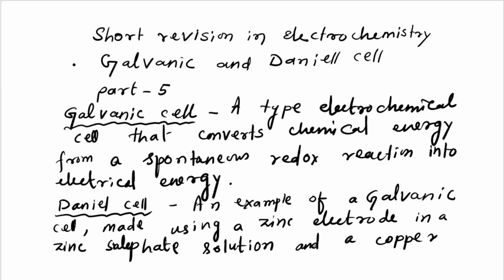Now this is the short revision in electrochemistry and the topic is galvanic and Daniell cell. Remember it? Galvanic and Daniell cell. How can you recognize a galvanic cell and a Daniell cell? And what are the main differences between the two types of cell? This is part 5. Now I am going to explain the galvanic cell first.